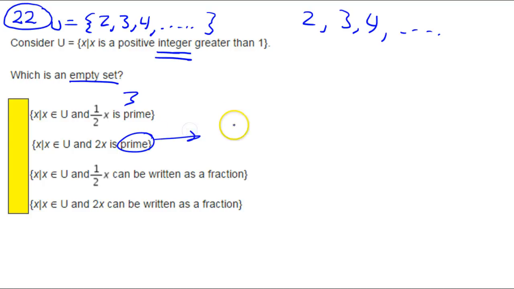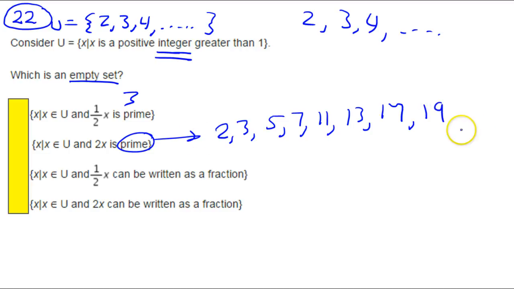Maybe you don't know what prime is. Prime numbers are numbers like 2, 3, 5, 7, 11, 13, 17, 19. What all of these numbers have in common is that the only way to write them as a product is using the number 1. 2 can only be written as 1 times 2. There's no other way to do it. 3 can only be 1 times 3. 5 can only be 1 times 5.